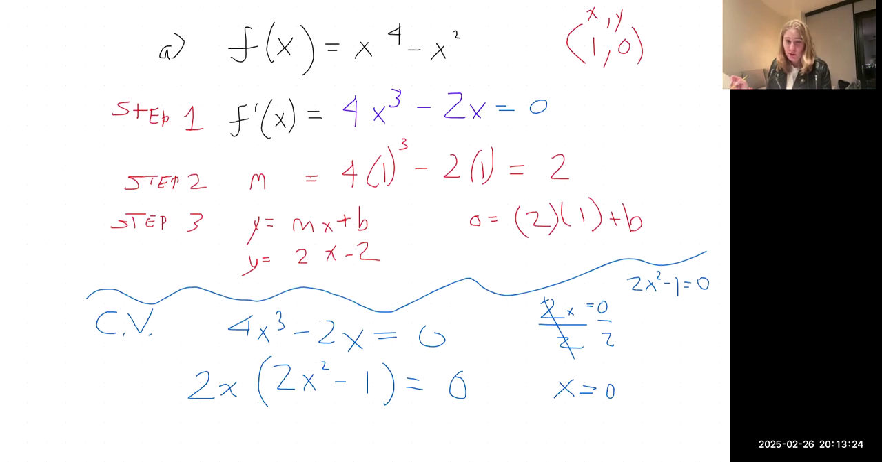I don't understand. Is that a critical point? So that's a critical value. X equals 0 is a critical value. At critical values, that's where it can change from increasing to decreasing, or decreasing to increasing. It's where it can change its direction.